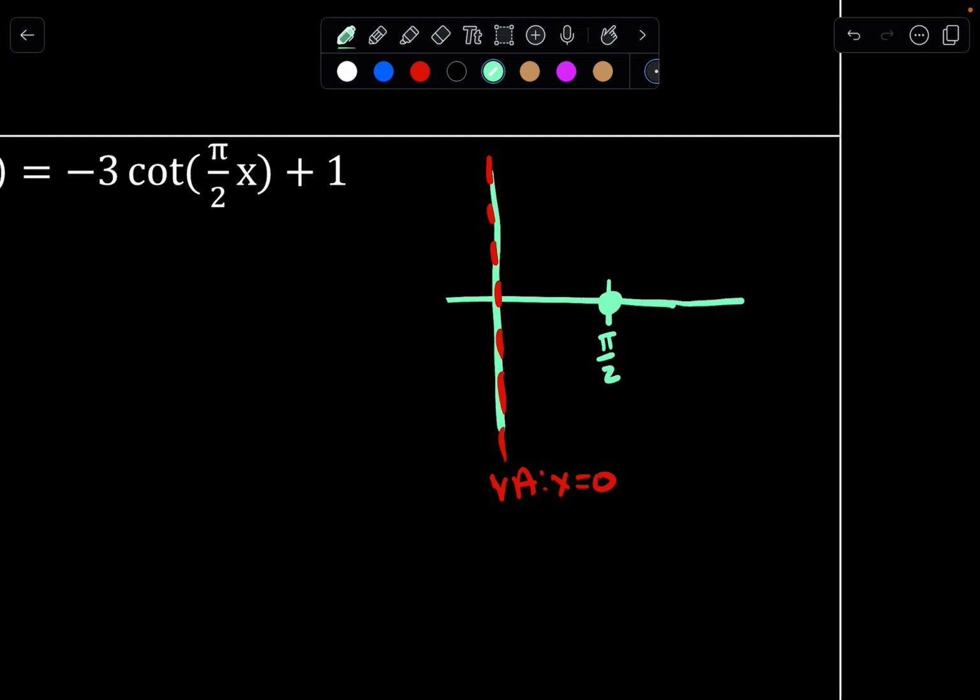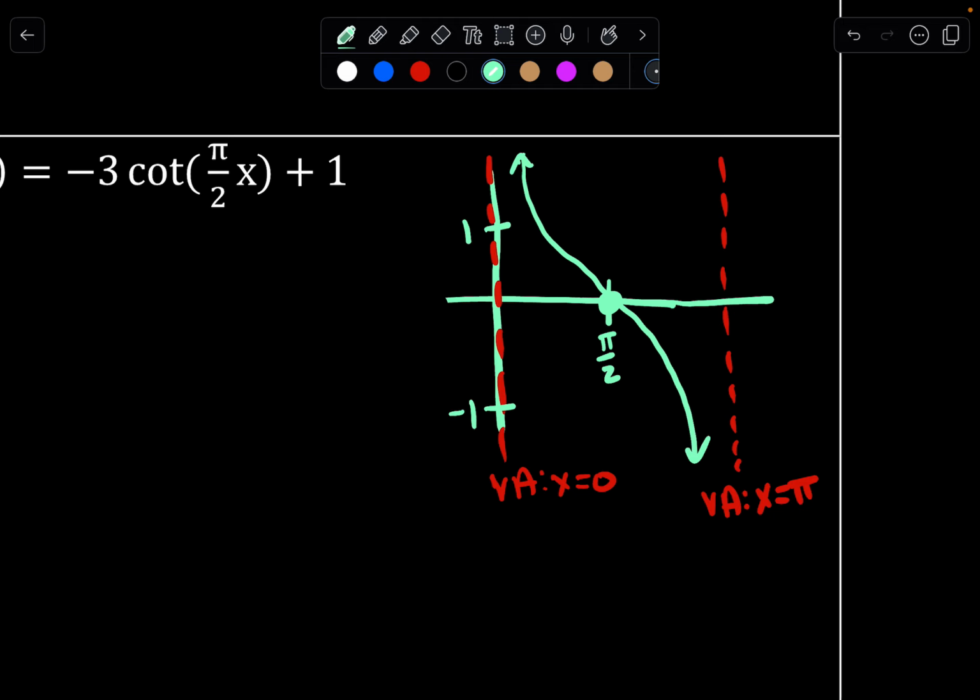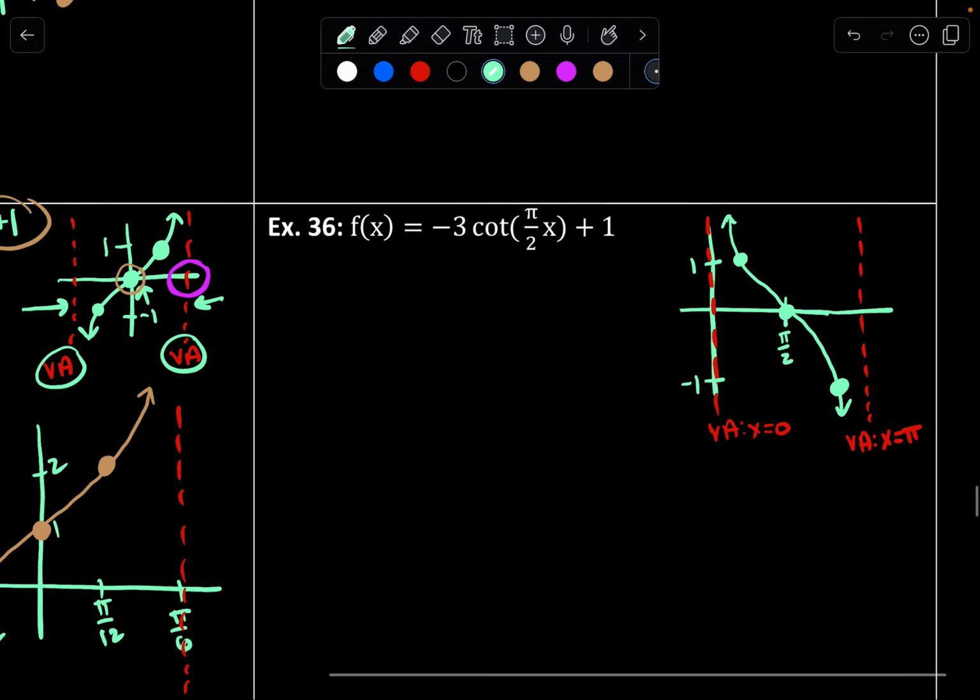So cotangent and tangent are reciprocals, which means they will have the same period. So that means cotangent will also have a period of pi. So the next vertical asymptote will be at x equals pi. And because tangent is always increasing, its reciprocal will always decrease. Therefore, we should see cotangent look like this. So we'll still be at 1 and -1. So these will be the 5 key points that we use for cotangent.